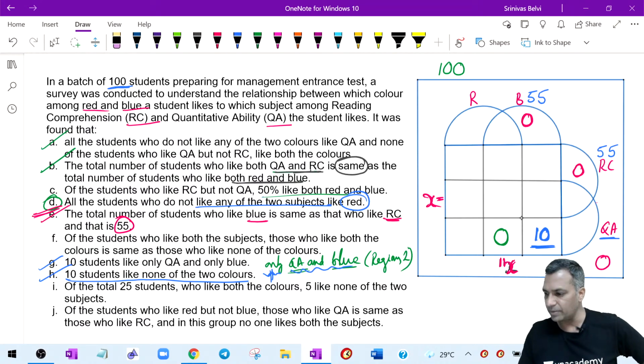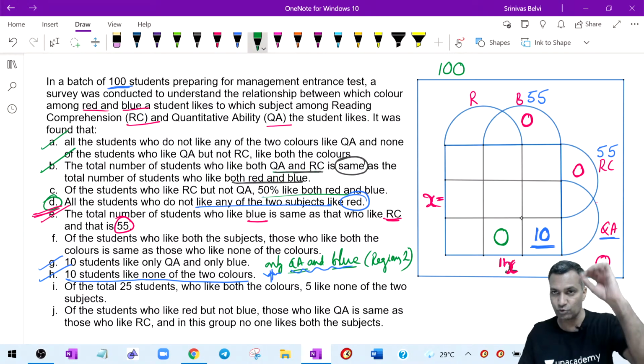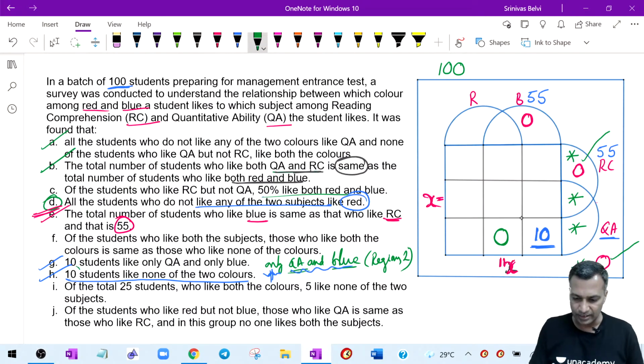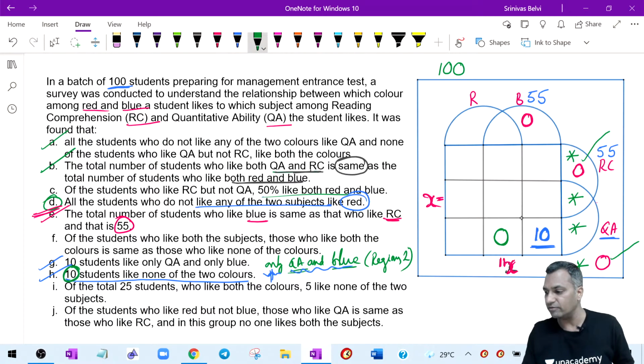Now this is 10, because none of the 2 colors means which are the cells. If you want the cells, I will show. These are the people who do not like either of the 2 colors. Outside is also none of the 2 colors. Out of which I already have a 0 here and a 0 here. Then what is this 10 trying to tell me? It is trying to tell that these 2 regions will be adding up to 10. I don't know the breakup, but these 2 regions together is 10. I will keep that in mind or represent that on the paper.